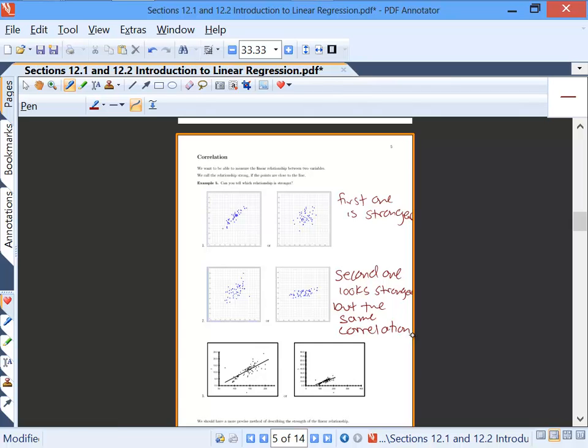What do you think about the last one? Which one looks like a stronger relationship? Yeah, the second one looks stronger, but it's the exact same data set. We just changed the scale. And so we learned from this that we can't really tell how strong the relationship is by eyeballing it, or at least not very definitively. So we need to have a more mathematical way to define the strength of our linear relationship.